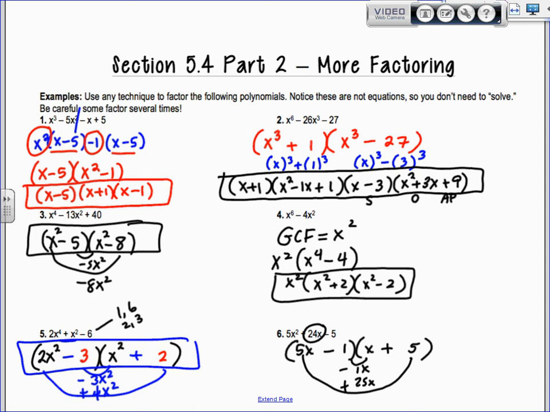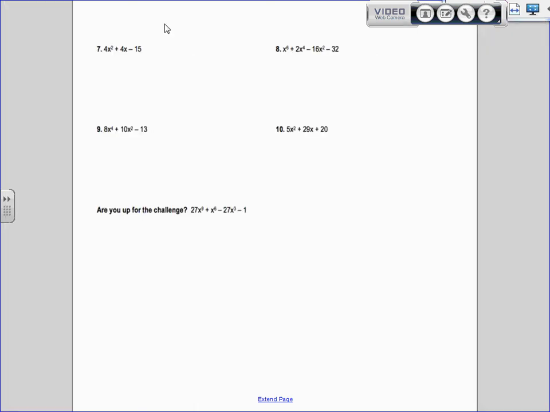All right, so let's try the next ones. A little bit harder. This one's not bad, I guess. So this is 4x squared plus 4x minus 15. So I'm going to do my 2 sets of parentheses. I'm going to try 2x and 2x. I always try the numbers that are closer together, right? So I had an option of 1 and 4 and 2 and 2, but I'm going to pick the 2 and 2 first. And then 15, I could do 1 and 15 or 3 and 5, so I'm going to do the 3 and 5 first.